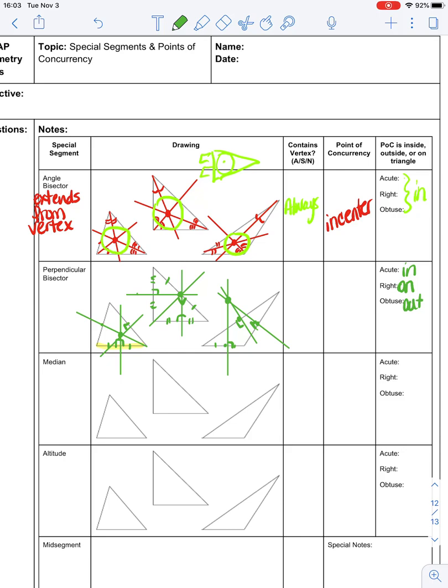Okay, do they contain the vertex? That one is iffy, or kind of tricky. Sometimes it does contain the vertex, and that's when the triangle is isosceles, because when it's isosceles, it will extend through the vertex at the top. It'll go through the vertex angle. So sometimes it does. That point of concurrency is called the circumcenter.